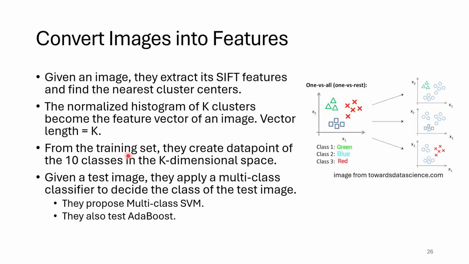Okay, so after the clustering, once they have a test image, they extract those SIFT features and find the closest cluster center so that they can create the image descriptor. Then they just apply some machine learning method to classify those images. Okay, so let's take a break.